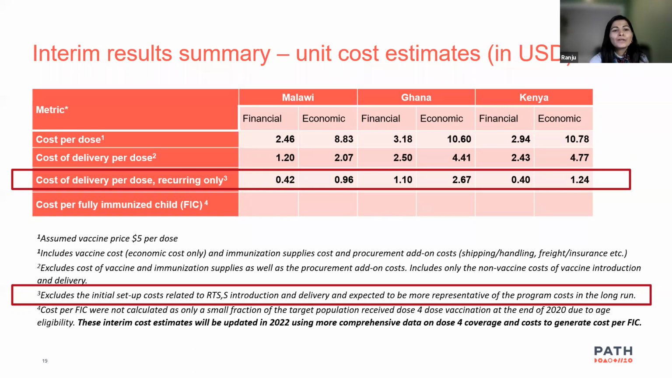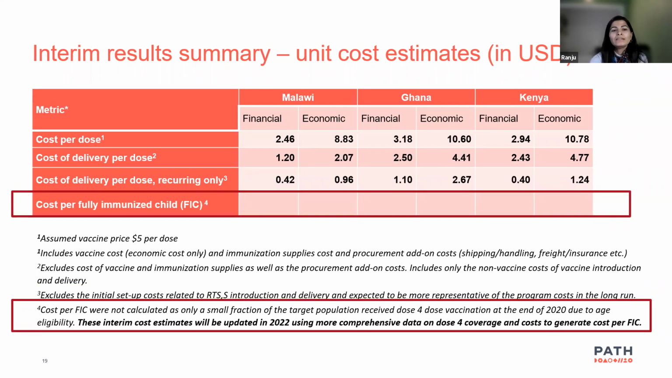We also looked at the recurring cost of delivery, which excludes the initial setup or introduction cost related to the RTS introduction and delivery. We expect that this recurring cost of delivery would be more representative of the program cost in the long run from the government's perspective. That recurring cost of delivery is estimated at roughly 40 cents a dose to about $1 across the 3 countries. And for the economic, the recurring cost of delivery is roughly between $1 and $2.60 across the 3 countries.